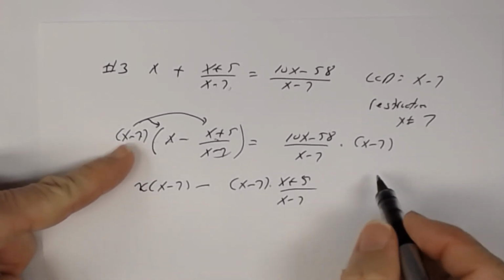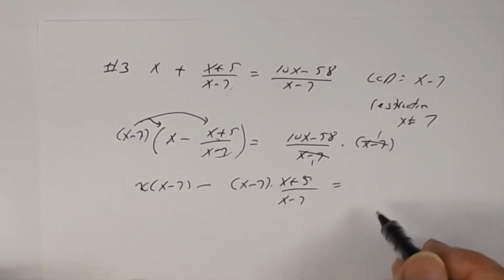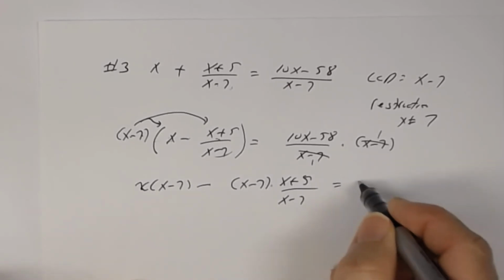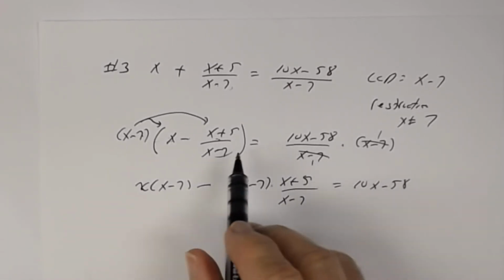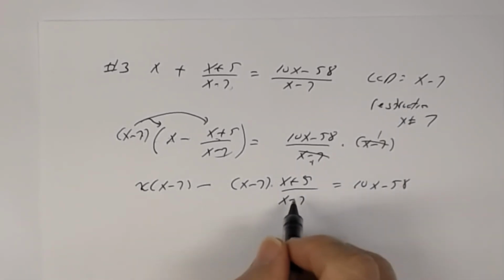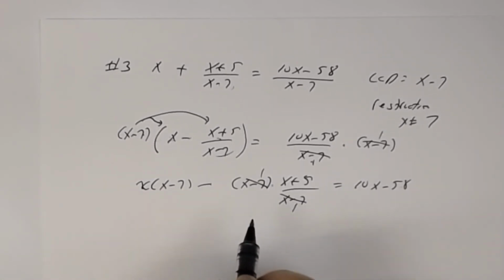Equal. Now over here, I'm going to go ahead and reduce. So this becomes 10x minus 58. Remember, the whole point of multiplying by the LCD is to make these denominators 1. So that's a 1 now. This is now a 1 because these divide out. But you've got to be careful with the subtraction.